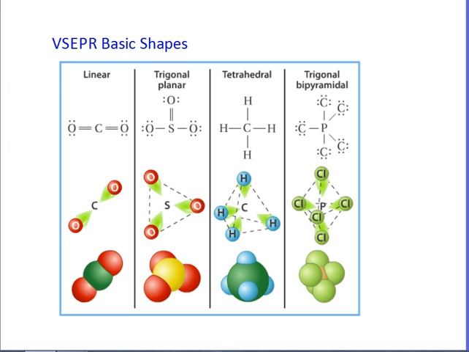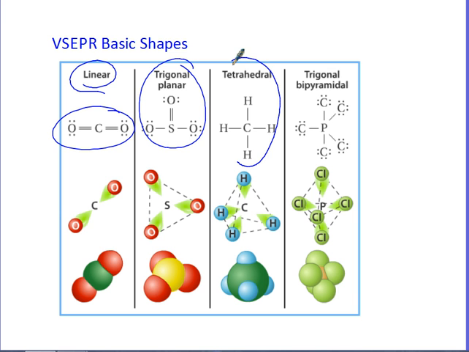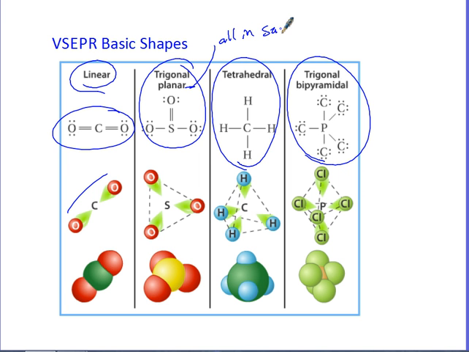So, some basic shapes, make sure you write these down. A linear shape is 1. Trigonal planar, and we're going to talk about what those look like. Tetrahedral, and trigonal bipyramidal. So a linear shape is what it sounds like. It's a straight line. Trigonal planar means they're all in the same plane.